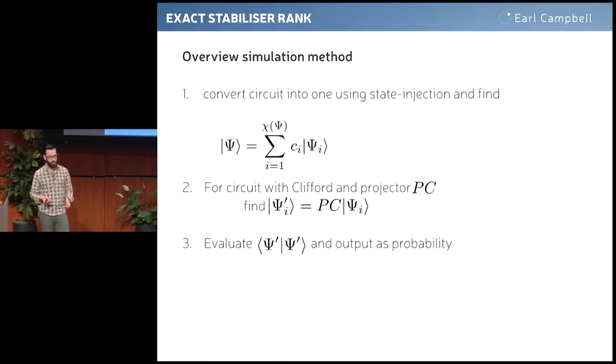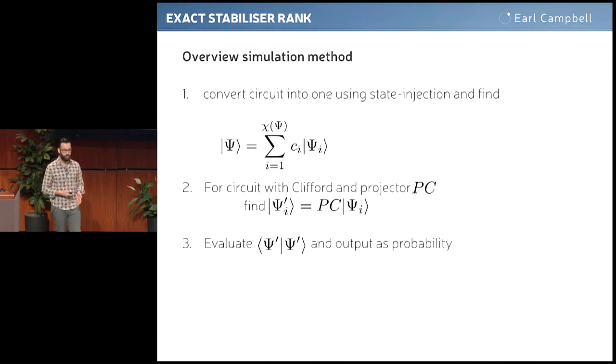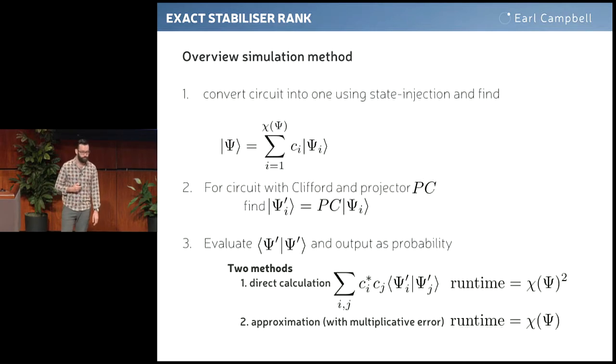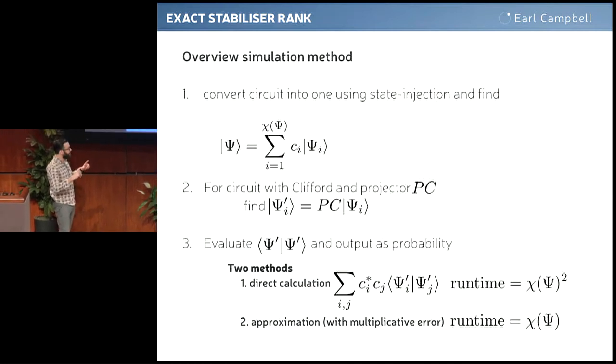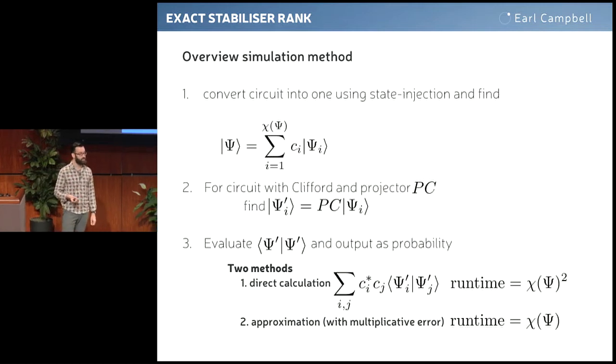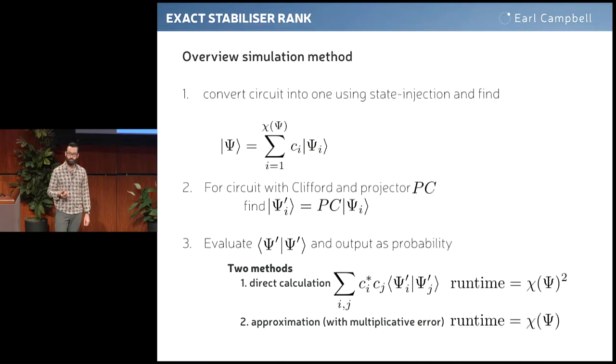Once we've done that, we want to know the probability of getting that particular outcome. So we have to work out what the norm of this subnormalized state is now. There are two different ways that you can do it. The first one, which is from the original Bravyi-Smith-Smolin paper, is that you exactly calculate it by taking the bra and the ket and putting them together and summing over all the terms. Both the bra and the ket have chi terms, so you end up with chi squared terms. Each one of them is an overlap between two subnormalized stabilizer states, and these are things that we know how to calculate. So you can exactly calculate the probability of this particular outcome with a complexity that scales with chi squared.